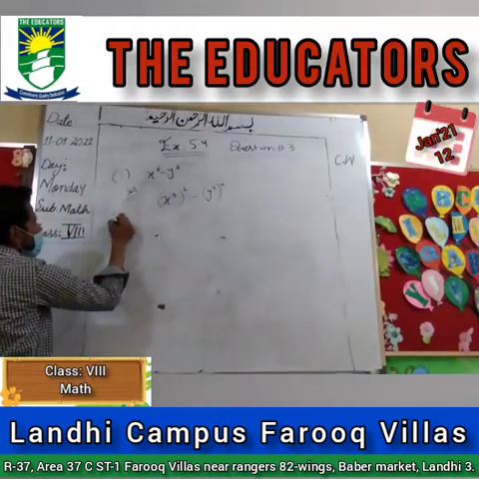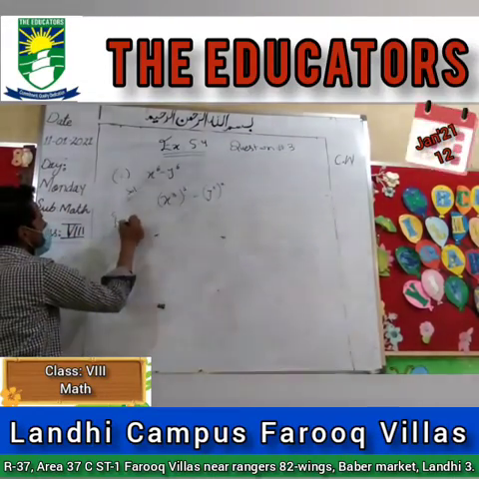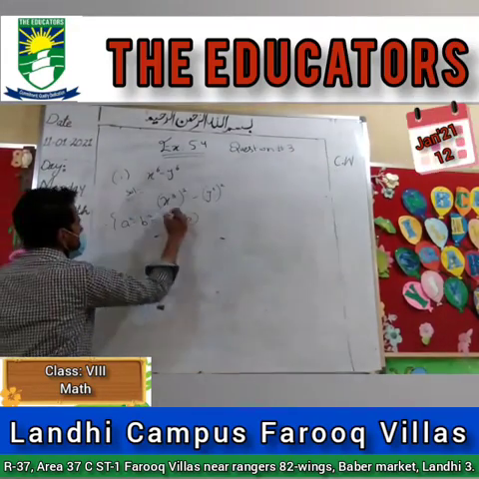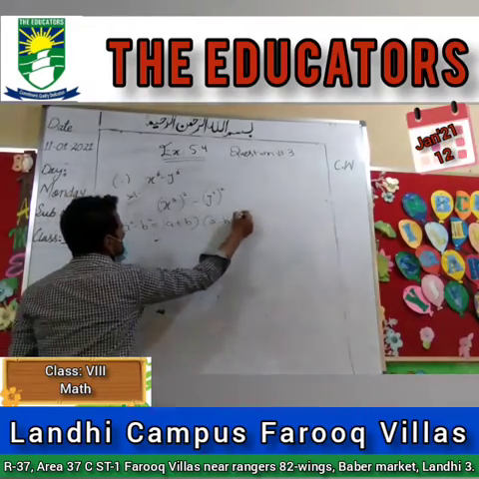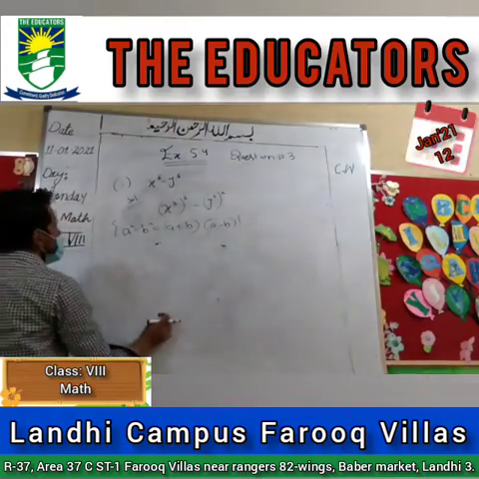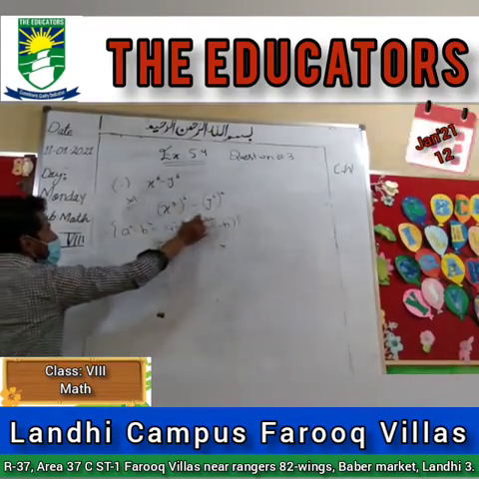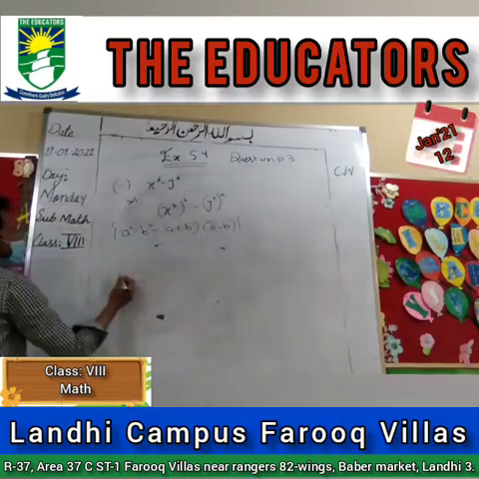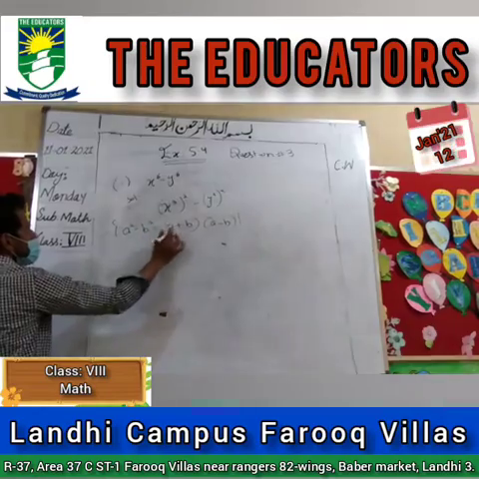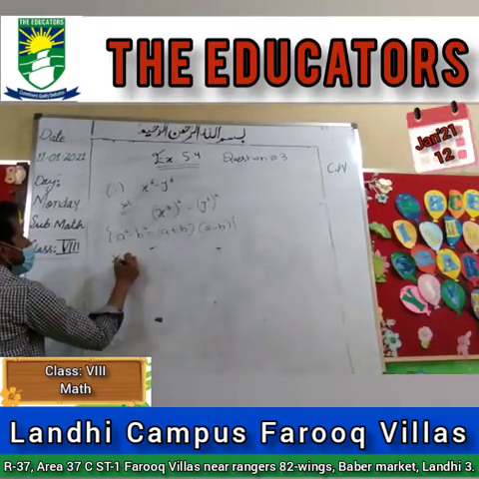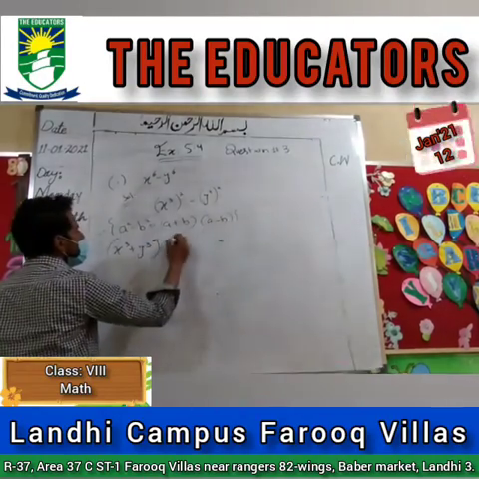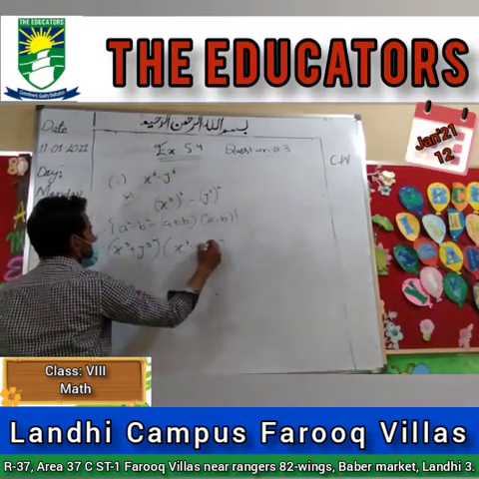So here we will apply the formula: a square minus b square is equal to a plus b into a minus b. In this case, a is x cube and b is y cube. What's inside the first square is a and what's inside the second square is b. So we are now just going to put values in that formula. In place of a plus b, we will write x cube plus y cube, and in place of a minus b, we will write x cube minus y cube.